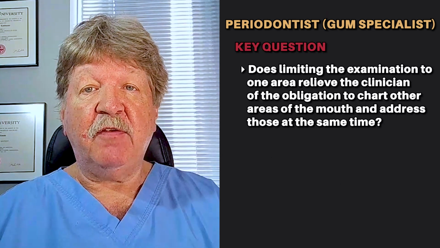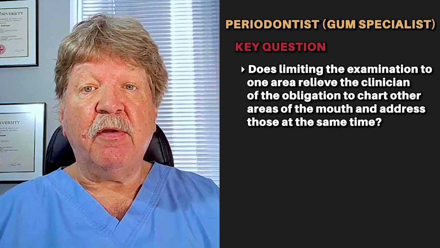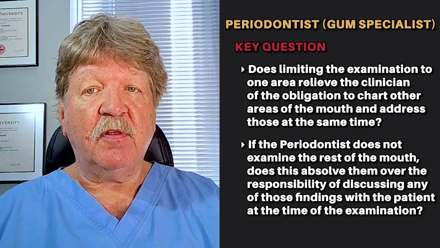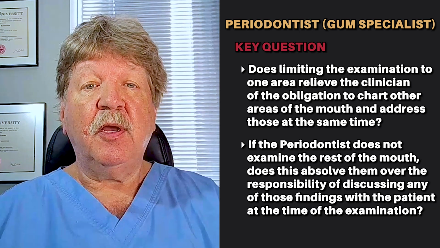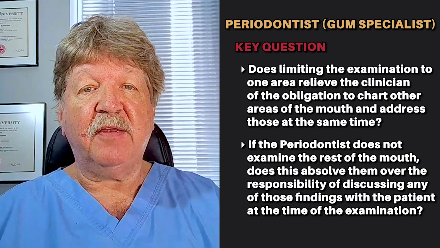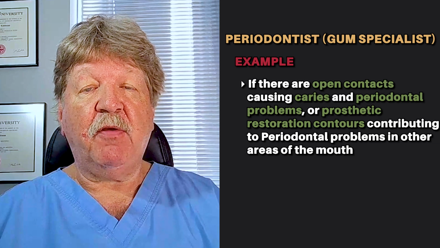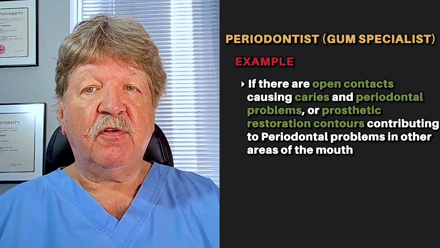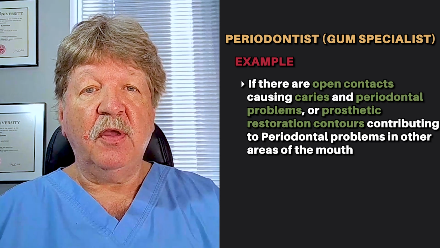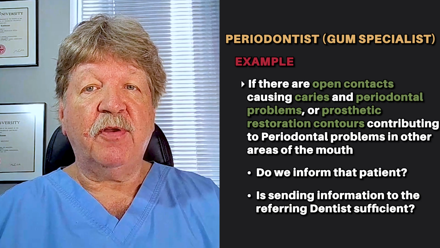Does limiting the examination to one area relieve the clinician of the obligation to chart the other areas of the mouth and address those at the same time? If the periodontist did not examine the rest of the mouth, does this absolve them of the responsibility of discussing any of those findings with the patient at the time of examination? For example, if there are open contacts contributing to caries and perio problems, or if prosthetic restoration contours or other factors are contributing to periodontal disease in other areas of the mouth, do we inform the patient, or is sending information on to the referring dentist sufficient?